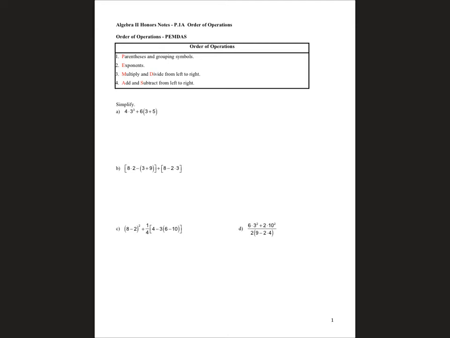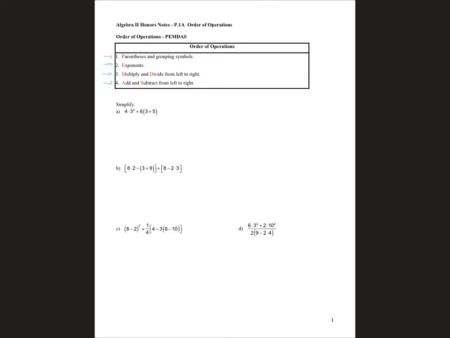So the order in which you perform these mathematical operations is that you start with the parentheses and grouping symbols first, complete those left to right. Then you look for exponents and evaluate those left to right. Then you work performing multiplication and division, again, left to right. And finally, you look for any addition and subtraction and perform that left to right.